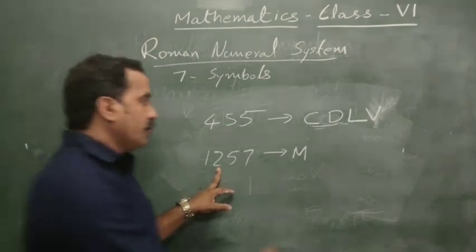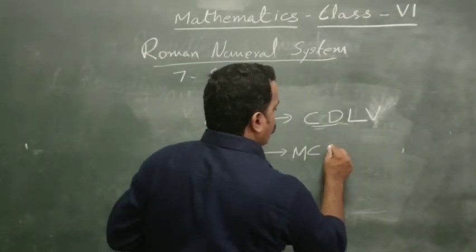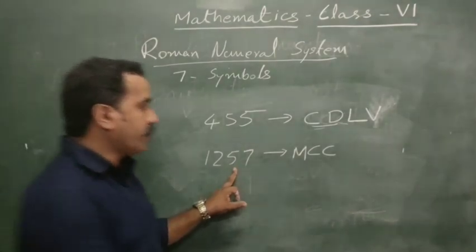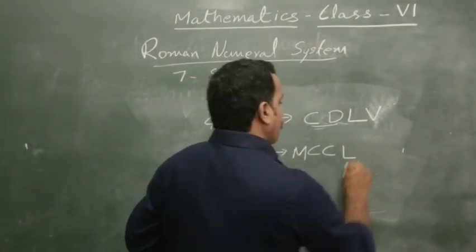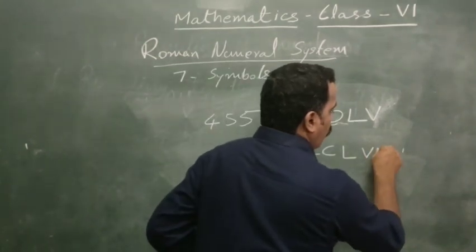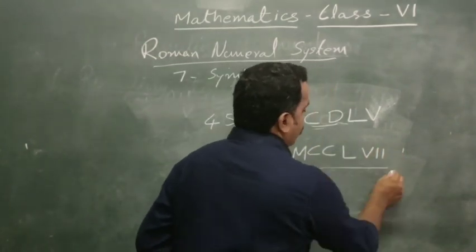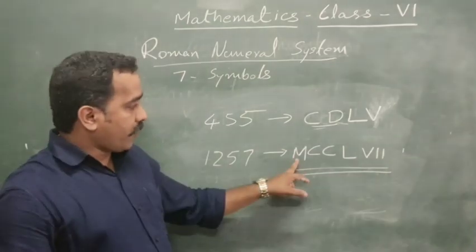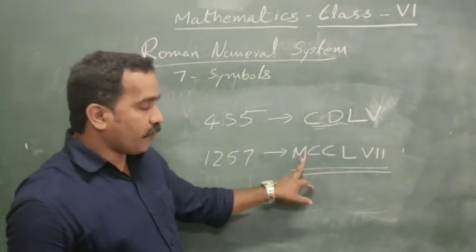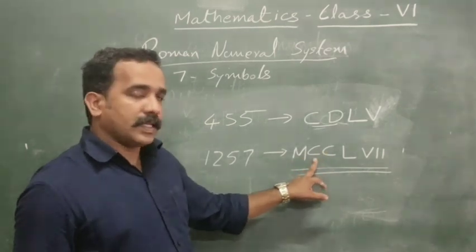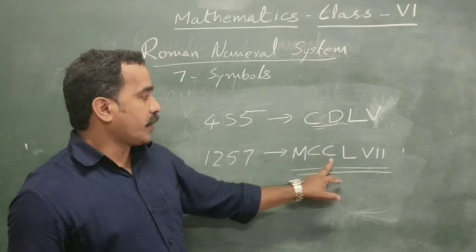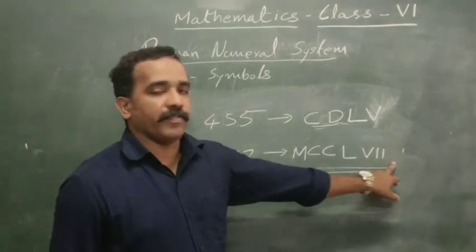1200. So we can repeat C 2 times, 200. Then 50, for 50, L. And for 7, 5, 1, 1. So here directly we are adding all. 500, no, 1000, M for 1000. And C 100, 100, 200. So 1257.